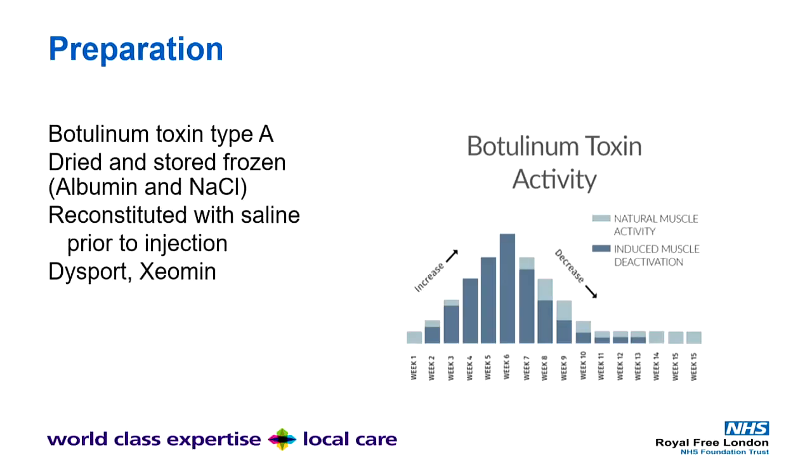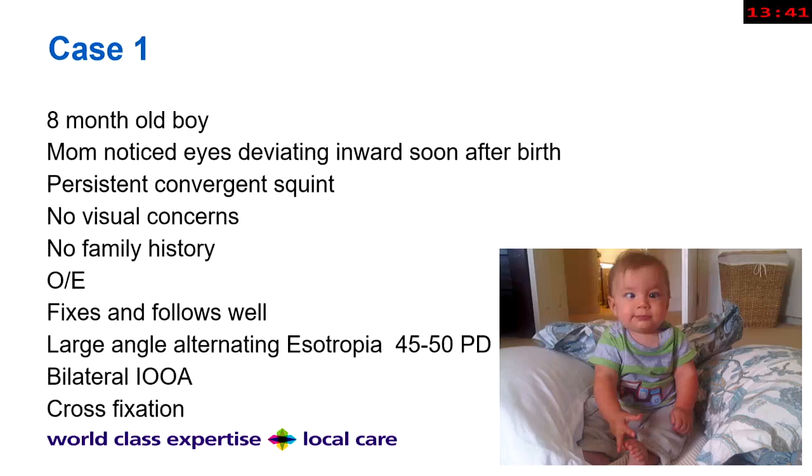Remember this graph because it will come back to haunt us a little bit later. This is the pharmacokinetics. When you inject toxin, nothing happens on that day or the next day. It only starts working in 2 or 3 days. It peaks in 2 or 3 weeks, and it slowly goes away in 3 or 4 months. So this is our first case.